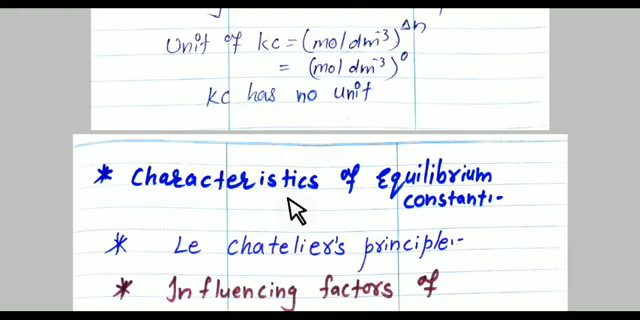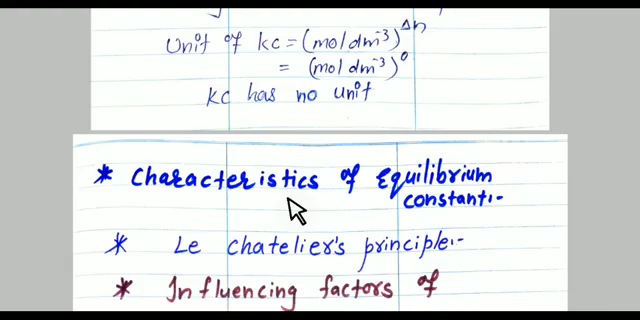In the opposite manner, whenever we get a lower value of Kc and Kp, what does it mean? It means less concentration of product is formed and the equilibrium point is more towards the left side. Left side means reverse direction, right side means forward direction. So these are the characteristics of the equilibrium constant.